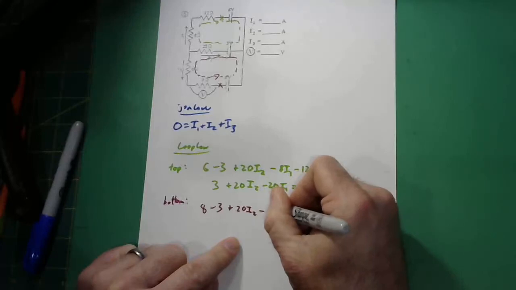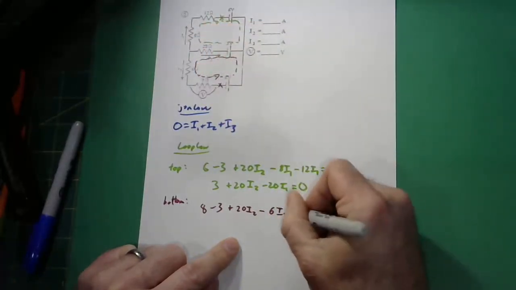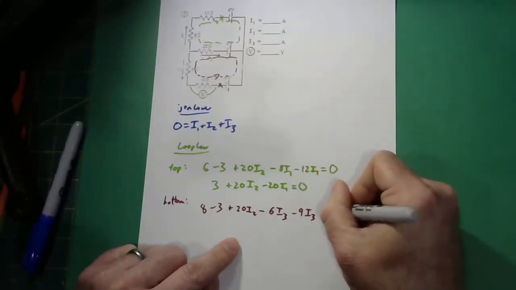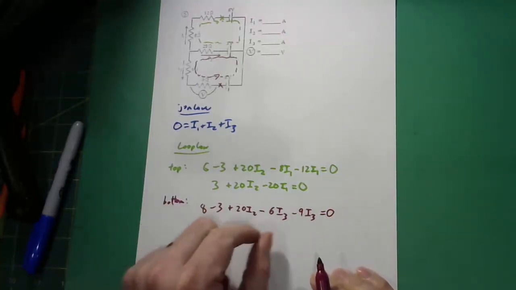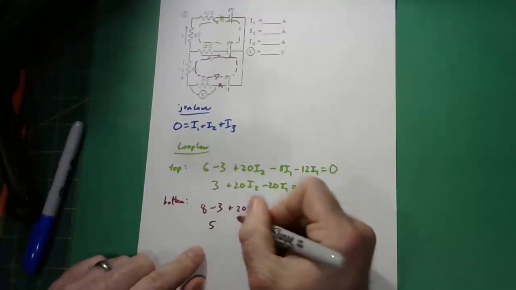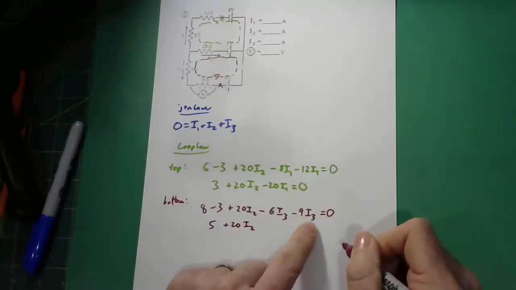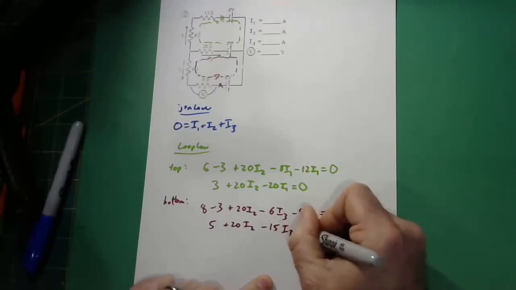IR, so down 6 I3. Now I'm going to go with the I3 through the 9 ohm, so I'm going to go down 9 I3. This gets me back to my starting point, so my delta V is 0. Again, I can collapse this down and simplify a little bit. 8 minus 3 would be 5, plus 20 I2. And then minus 6 and minus 9, that'll be minus 15 I3 equals 0.